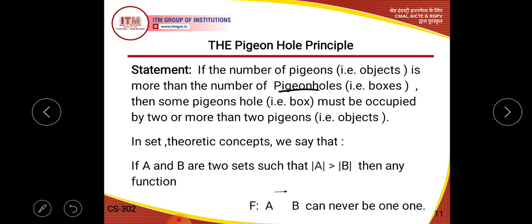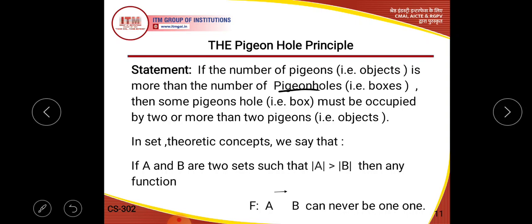In other words, we can say if the number of pigeons is more than the number of pigeonholes, then some pigeons must be occupied in one pigeonhole. So, this is the statement of the pigeonhole principle.